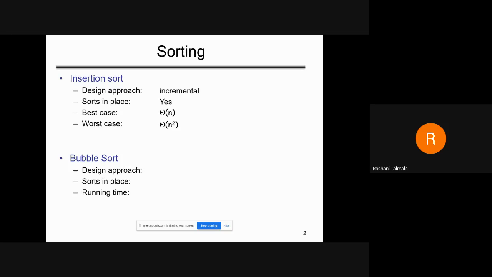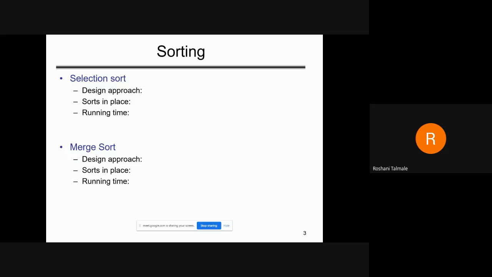When we talk about bubble sort, the design approach is incremental. Sort in place, yes, and the running time complexity is theta of n square. We will conduct some classes; if you have any doubts about how to calculate the complexity, we will conduct classes on that also. Now another sort is selection sort. We are selecting the element from the given array. The design approach is incremental, sort in place, yes, and running time is theta of n square.